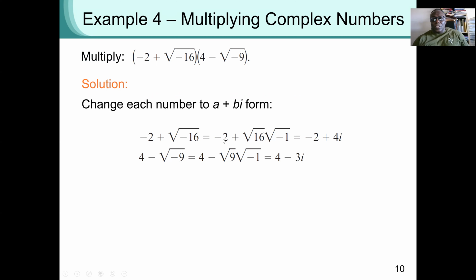So we get negative 2 plus square root of 16, which gives me 4. Square root of negative 1 gives me i. So I get negative 2 plus 4i. The next one we have is 4 minus square root of negative 9. This is the same as writing 4 minus square root of positive 9 times square root of negative 1, because square root of negative 9 is the same as square root of positive 9 times square root of negative 1. So we get 4 minus 3i, since square root of 9 is 3 and square root of negative 1 is i.